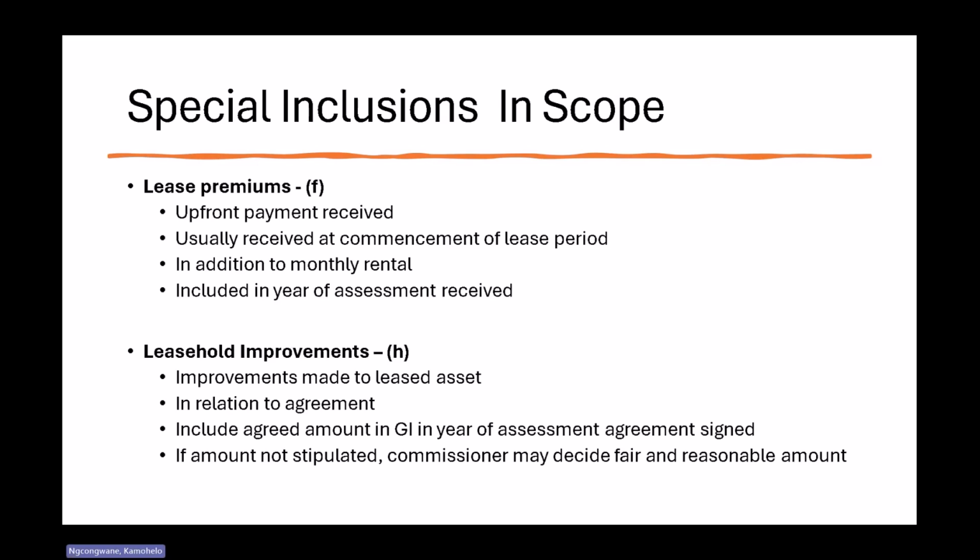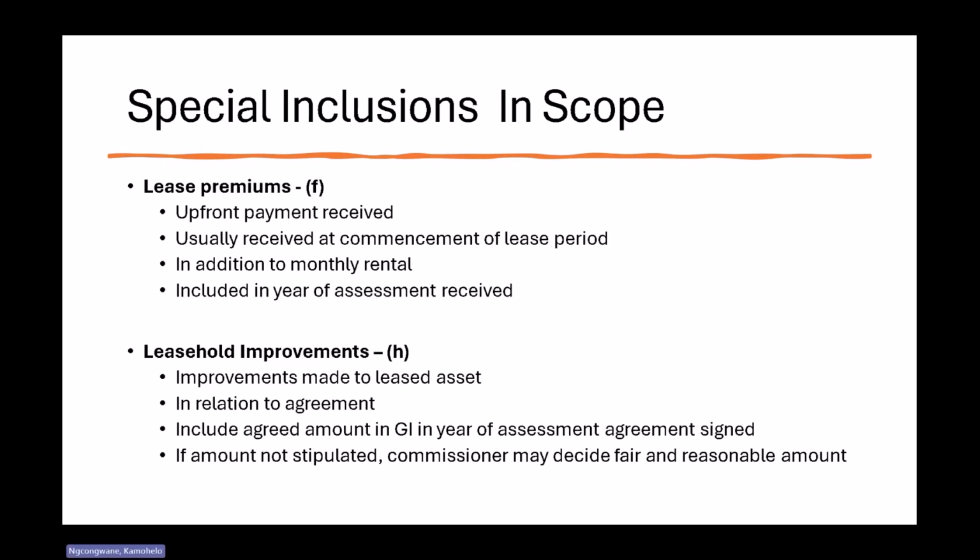But if I move into a building and we agree that I'm going to build a kitchen, I'm going to add desks, and I'm going to do all of these improvements, then the person that is renting out the building needs to include the value of those improvements in their gross income, and I will get a deduction.